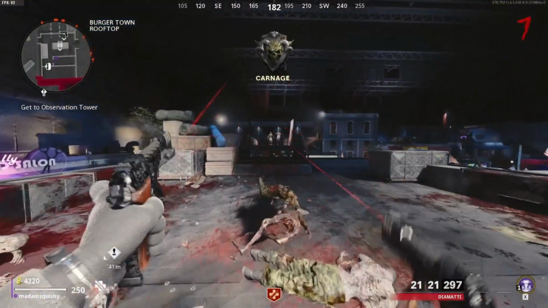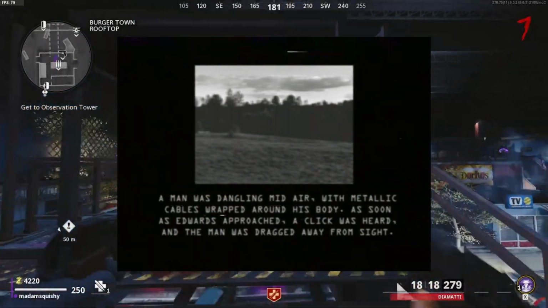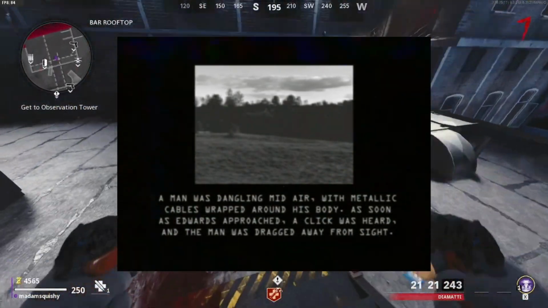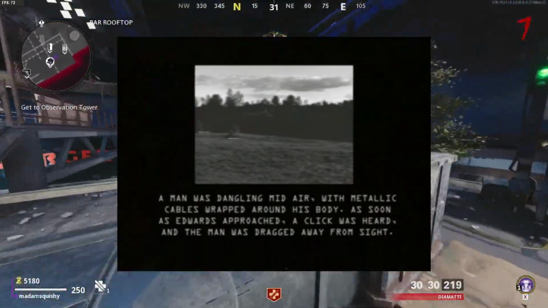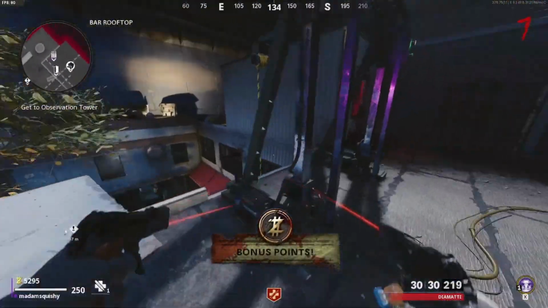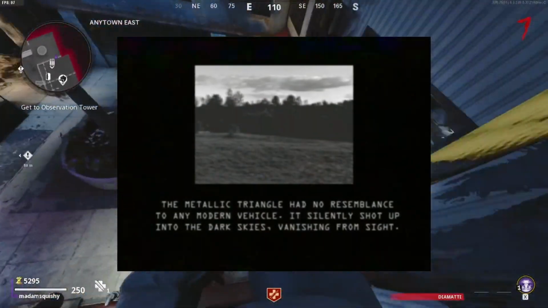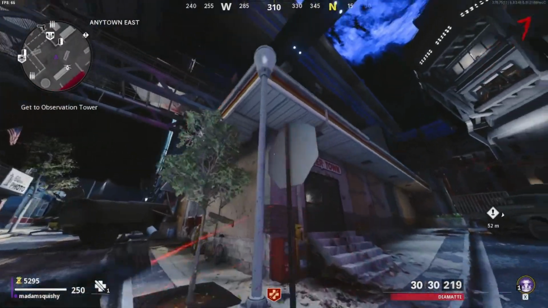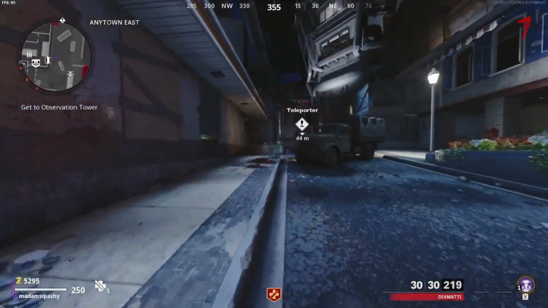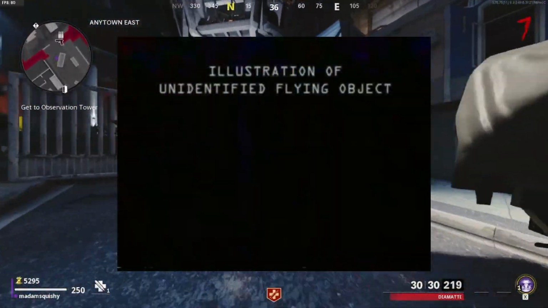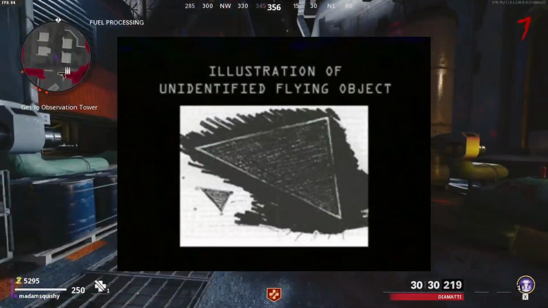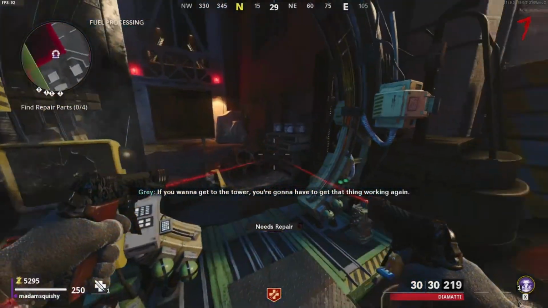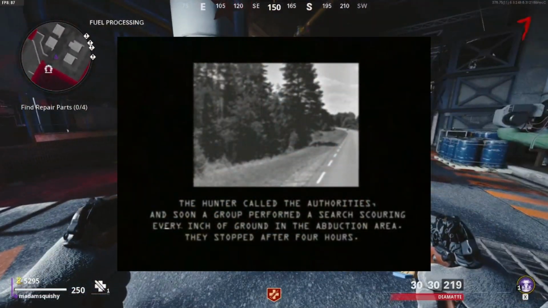The unidentified man was dangling in the air with metallic wires wrapped around his body. As soon as Edwards went to approach the dangling man, a click was heard and then the man was dragged away. The triangular object then silently shot up into the dark sky and then vanished from sight. We're then shown an illustration of the flying object that Edwards had witnessed. Edwards quickly contacted the authorities and a search party was sent out to the abduction area.